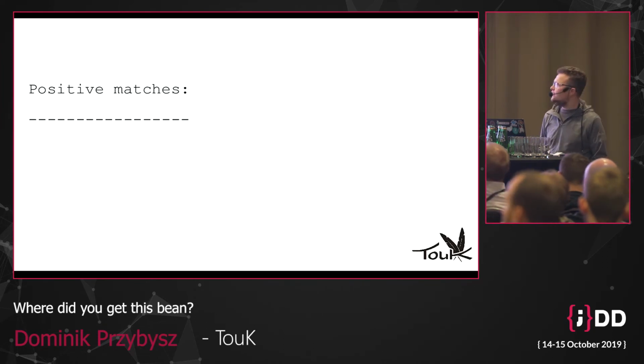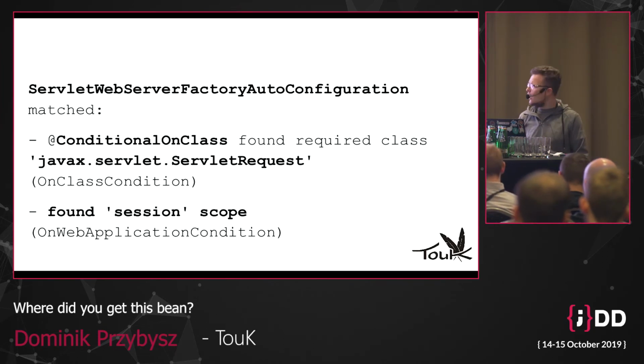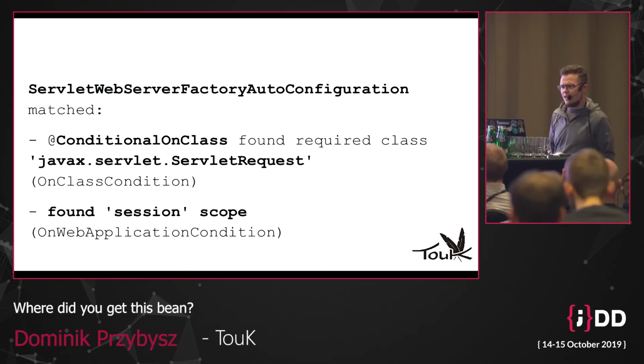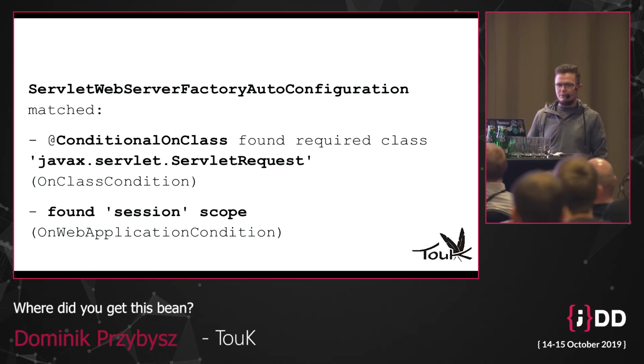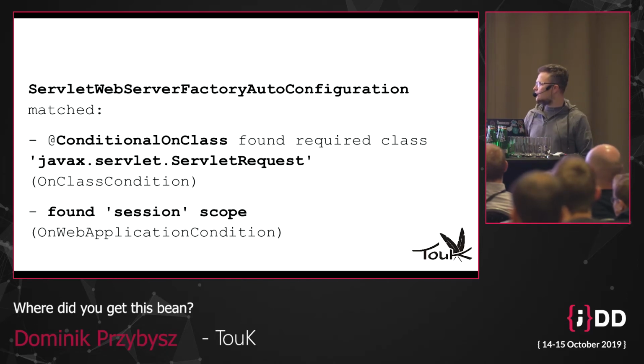And here we have positive matches, for example. We will see now that ServletWebServerFactoryAutoConfiguration will be applied because there is a condition on class ServletRequest. It's on the classpath, so Spring will create this auto configuration and apply it for you. And there is a found session scope. Yeah, there is a specific condition written, the web application condition, which checks it.